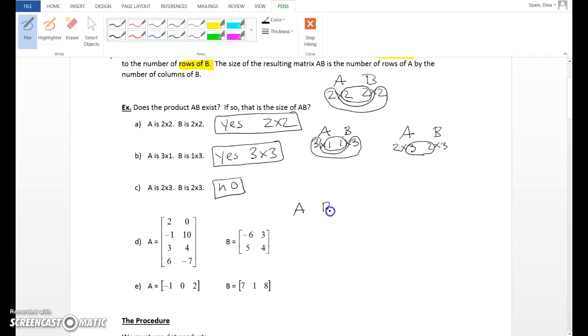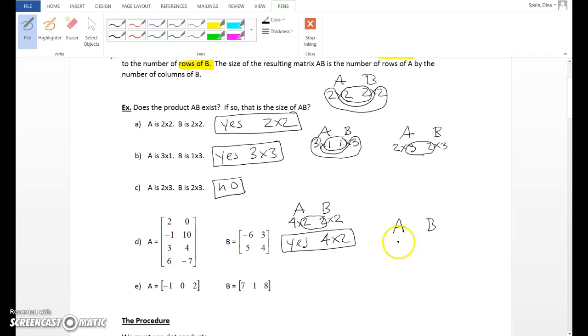Alright, here's part D. Let's just write these sizes over here. A is a 4 by 2 and B is a 2 by 2. Alright, we circle these two inside numbers. So yes, the product matrix exists, and it's going to be a 4 by 2. Those are those other two outside numbers. Just like that.